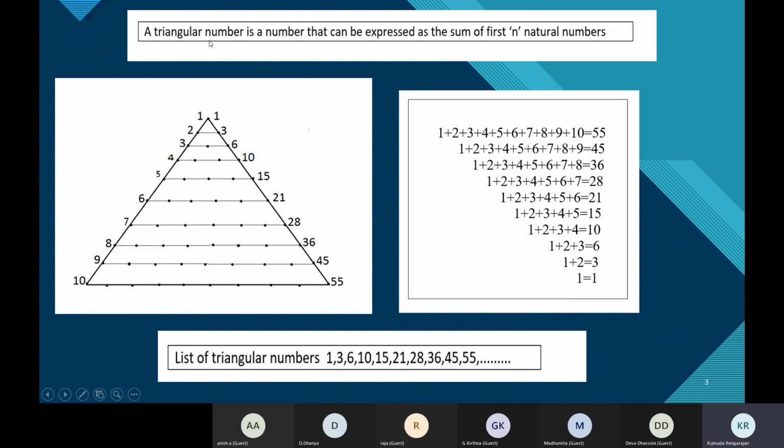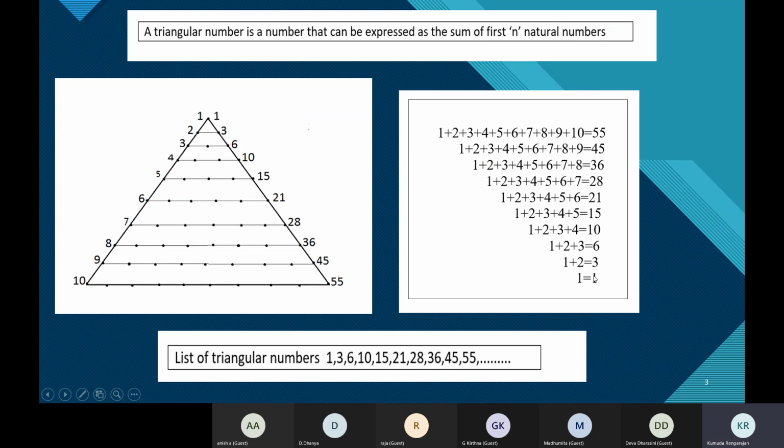Now here you see the meaning of a triangular number. A triangular number is a number that can be expressed as the sum of the first n natural numbers. What is a triangular number? A number that can be expressed as a sum of the first n natural numbers.